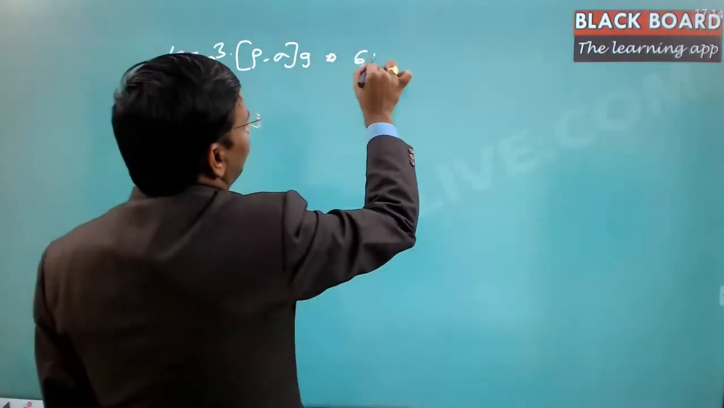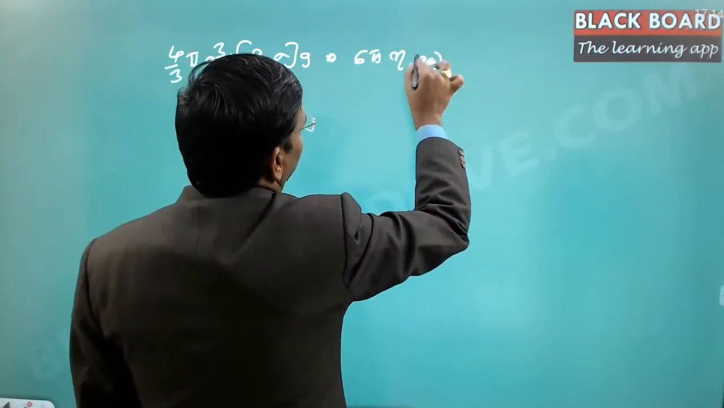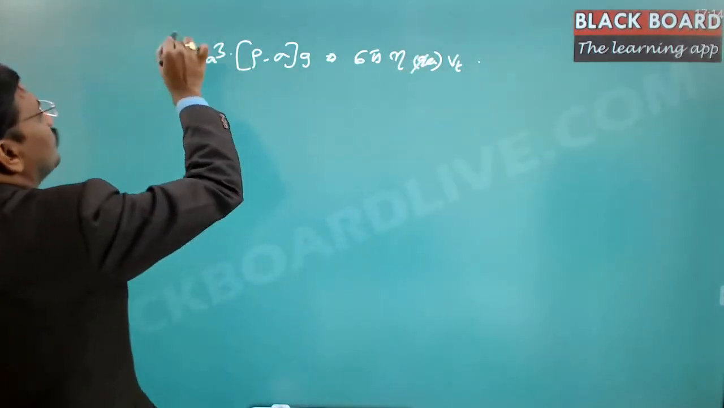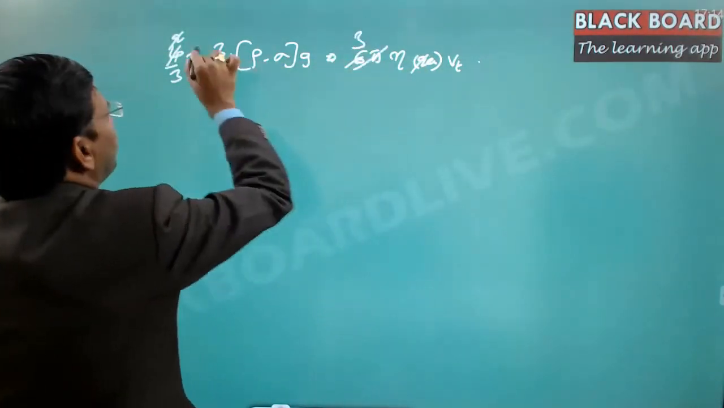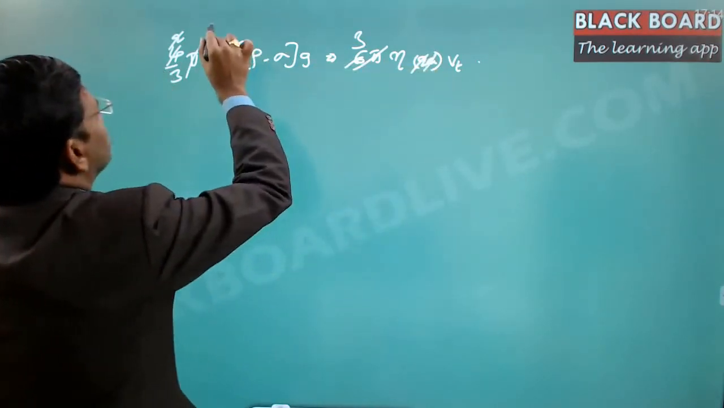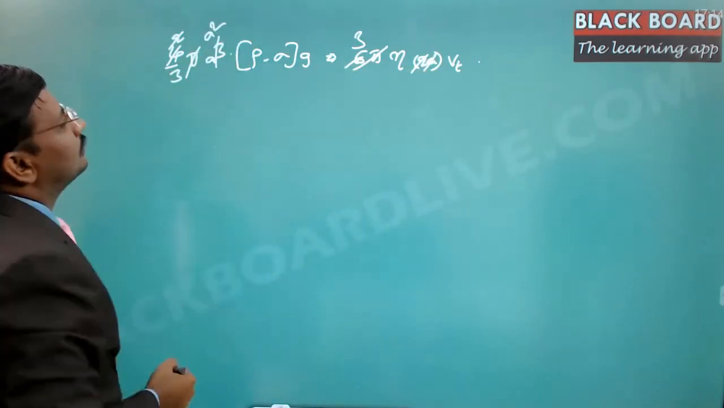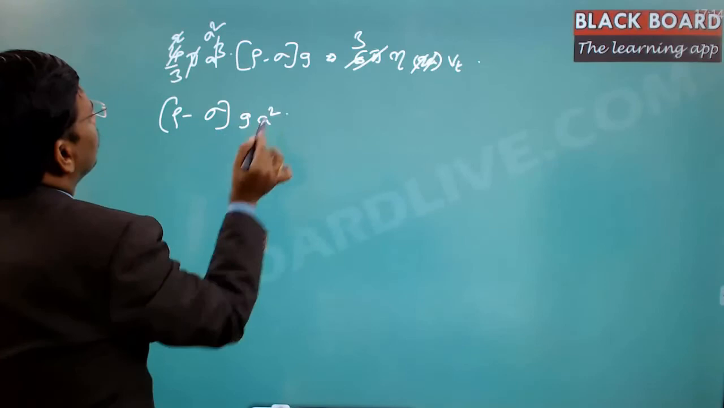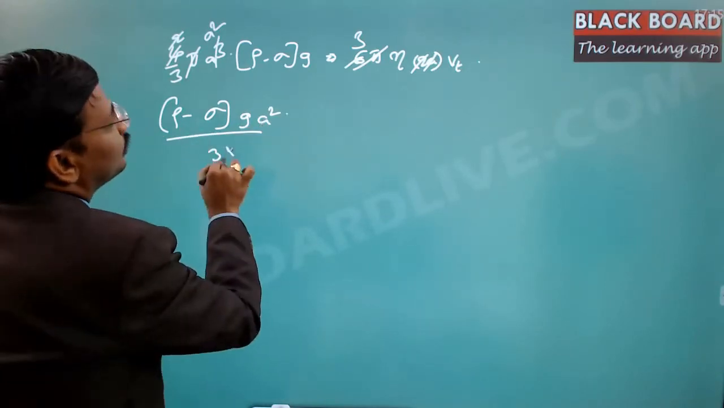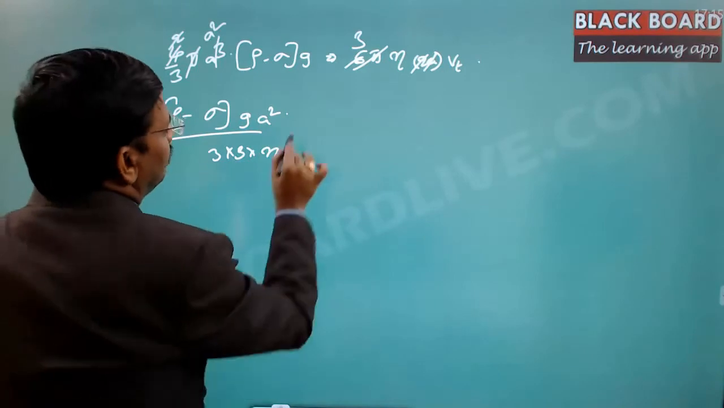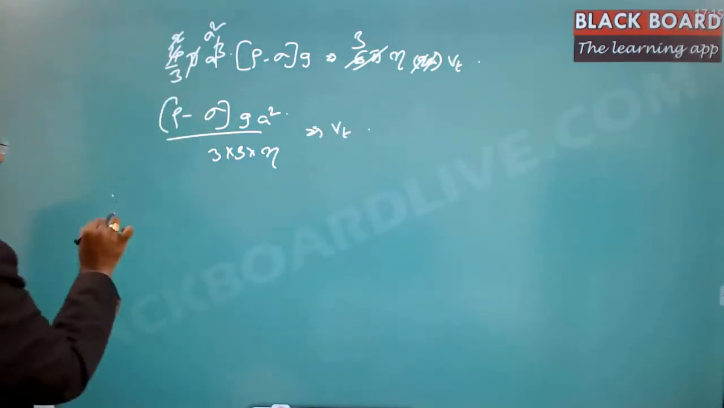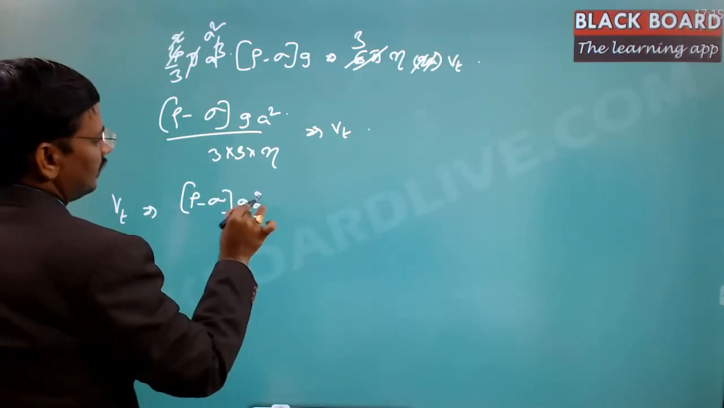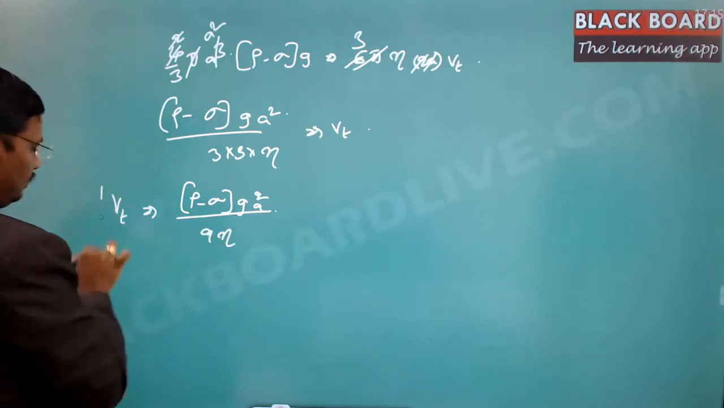This value is equal to 6 pi eta into 2a into the terminal velocity Vt. Now you can calculate Vt. This is 2 times, this is 3 times. The pi will cancel, and this is a square. So (rho minus sigma) times g into a square divided by 3, and then into 3 into eta, is equal to Vt. So the terminal velocity Vt is equal to (rho minus sigma) g a square divided by 9 eta. So this is the terminal velocity.